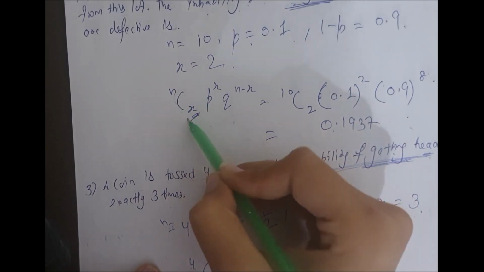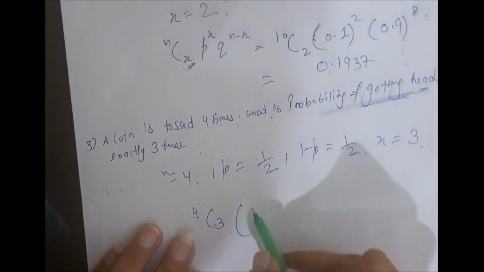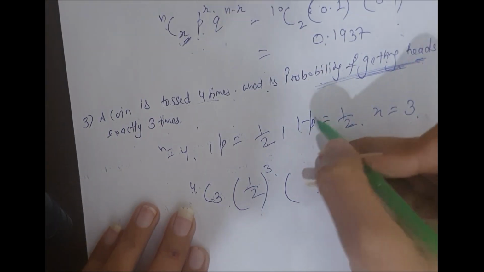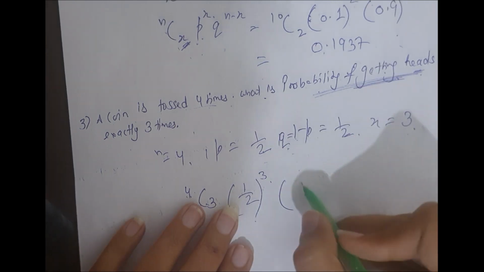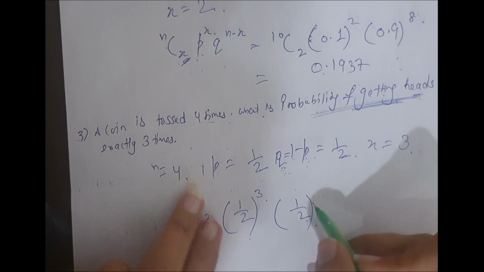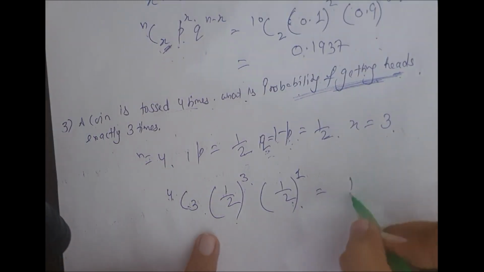Just apply that in the formula: nCx, that is 4C3, p is 1 by 2, x is 3. Here we can write 1 minus p equal to q, and q is 1 by 2. You can use either way, q or 1 minus p. And n minus x is 4 minus 3, that is 1. The answer will be 1 by 4.